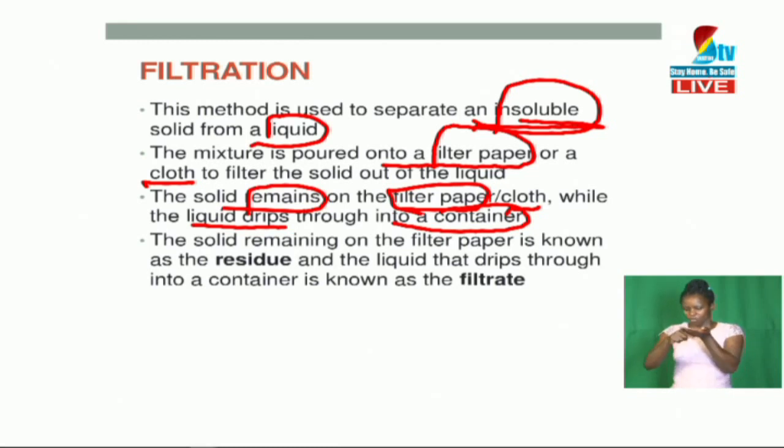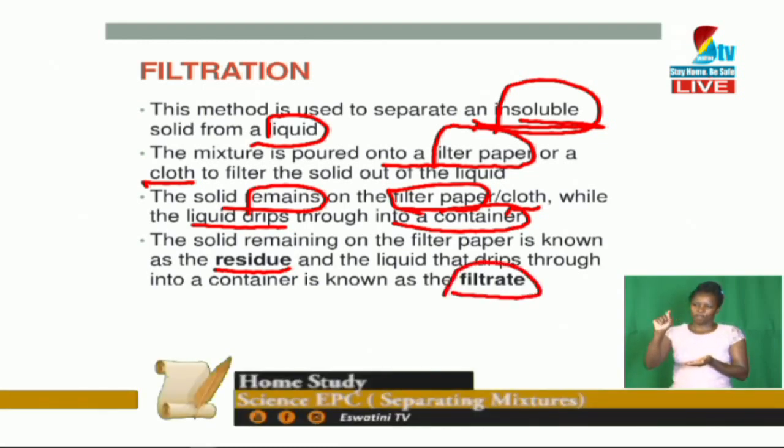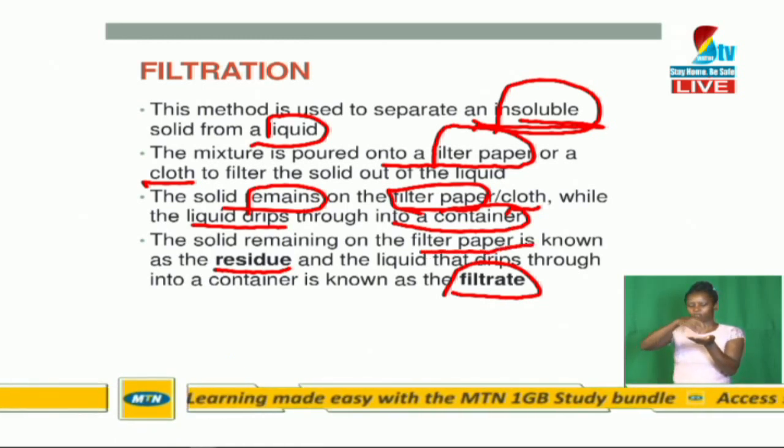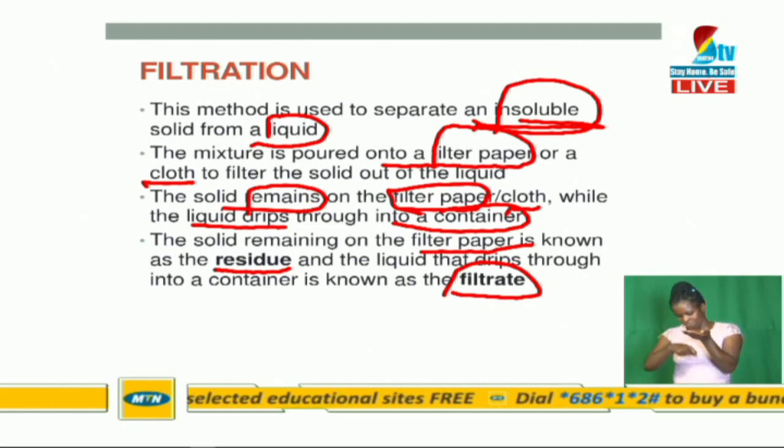The solid that remains on the filter paper is known as the residue, and the liquid that drips through into the container is known as the filtrate. So the solid remains on the filter paper and is known as the residue, and the liquid that drips into the container is known as the filtrate.